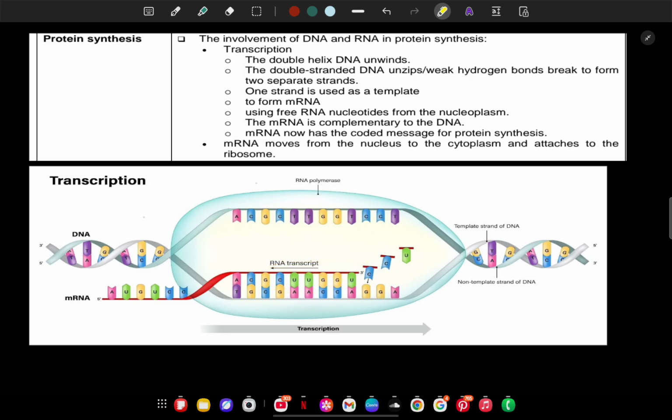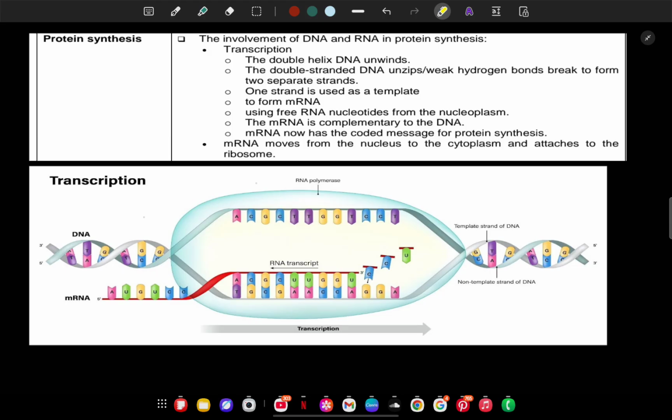And then the mRNA is complementary to the DNA, meaning that A will pair up with T, C will pair up with G, G will pair up with C, just like that. That's what complementary means. They follow base pairing, basically. mRNA now has the coded message for protein synthesis. Now this, we now call it a code or a message to then help with translation, the next phase that is coming.